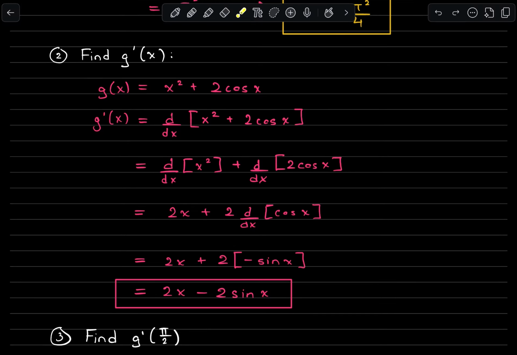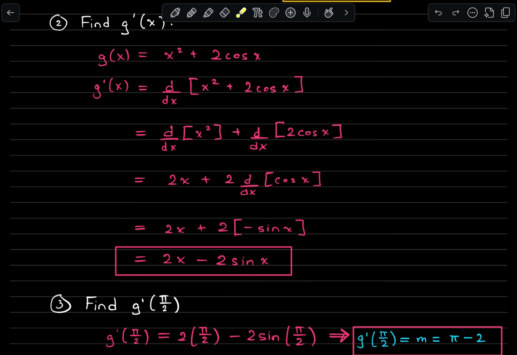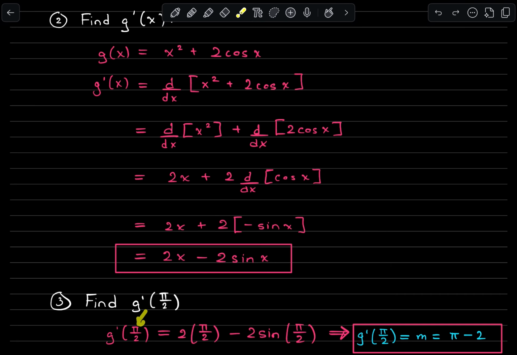Next step, we need to find g prime at pi over 2. So now we've got our general function for the derivative, which is going to give us the slope at any x value, but we want to find it specifically at pi over 2. So we just go ahead, we plug in pi over 2 for x. 2 times pi over 2 minus 2 sine pi over 2. This is going to simplify to pi minus 2. This is the same thing as our m. Okay, so these 2's cancel. Sine of pi over 2 is just 1, and that 2 remains.